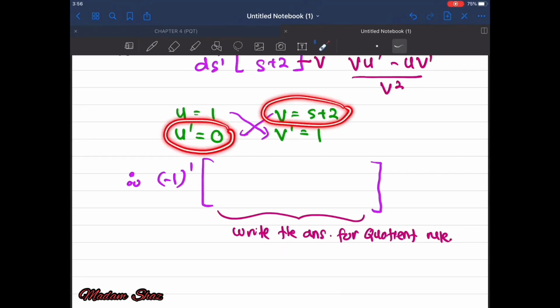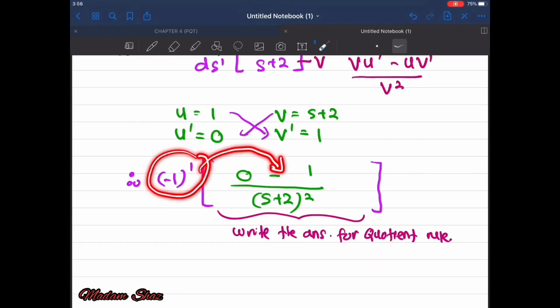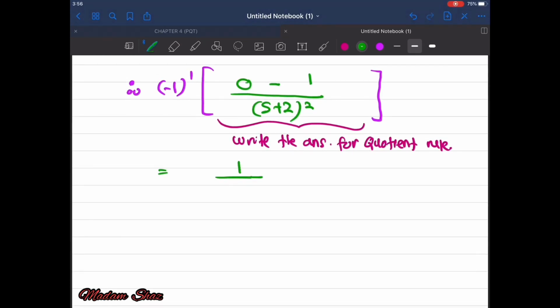v multiplied with u prime will become 0, minus u multiplied with v prime, 1 multiplied by 1 will become 1, divided by v to the power of 2, which is s plus 2 to the power of 2. So now you have to simplify. Negative 1 to the power of 1 multiplied inside will become negative 1 multiplied by negative 1, so this will become positive 1 over s plus 2 to the power of 2.